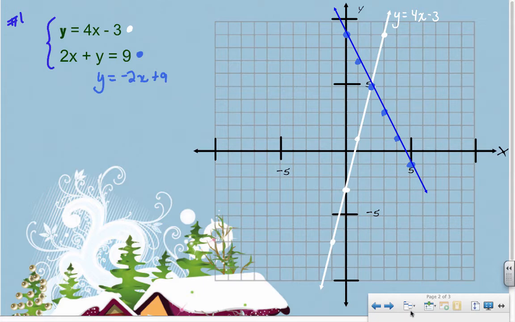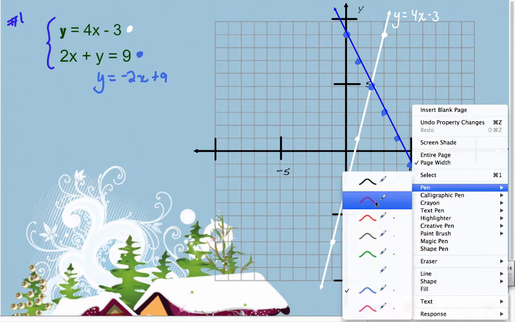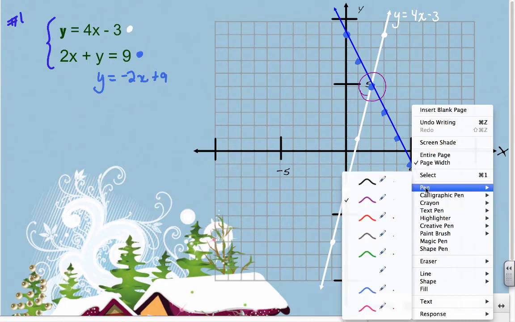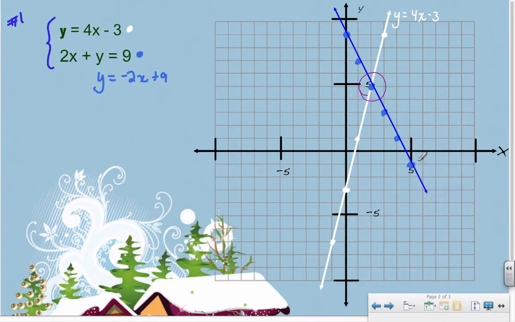So obviously, what would be the answer? That right there. Now let me make sure I've got everything correct here so that if this were a test, I would get full credit. I'm going to make sure I have both my lines labeled. So we will name this line its proper name, 2x plus y equals 9. I have my white line labeled, and I must clearly state my answer.